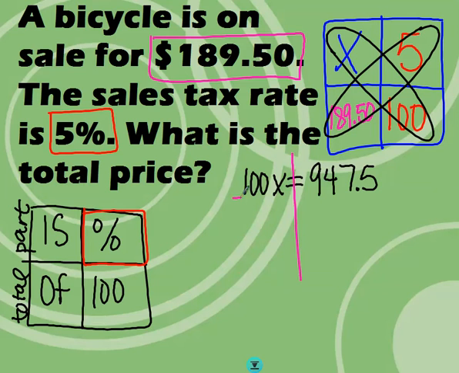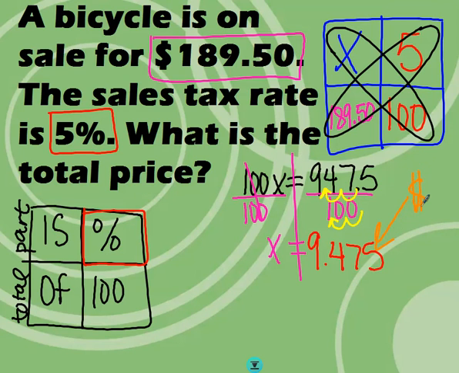We do the inverse of multiplying by 100, which is dividing by 100. And whatever I do to one side, I do to the other. So x is equal to, and our trick for dividing by 100 is just to move our decimal 2 spaces to the left. So I'm going to say x is equal to 9.475.